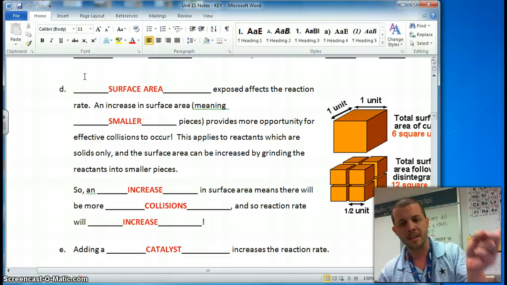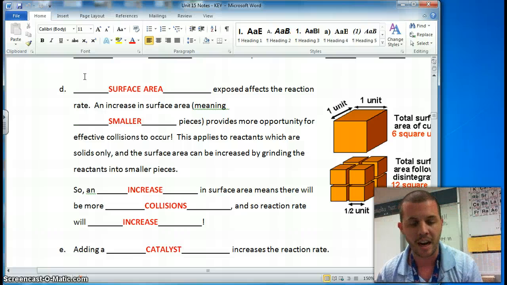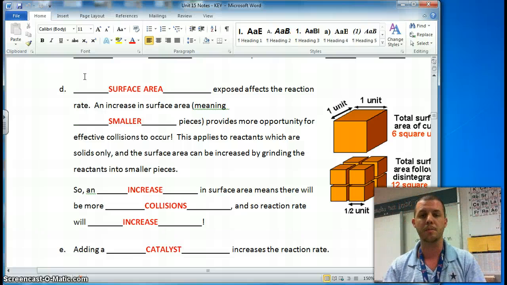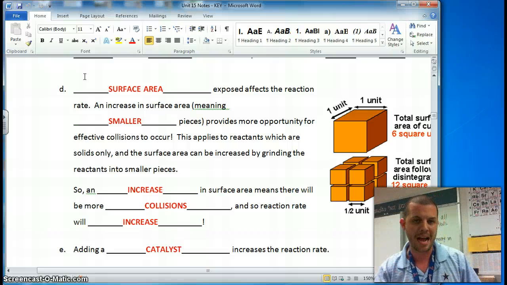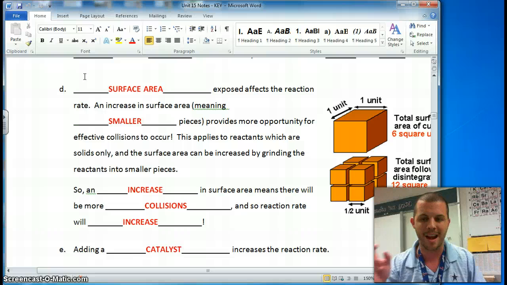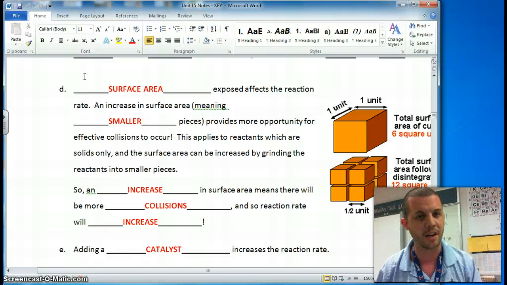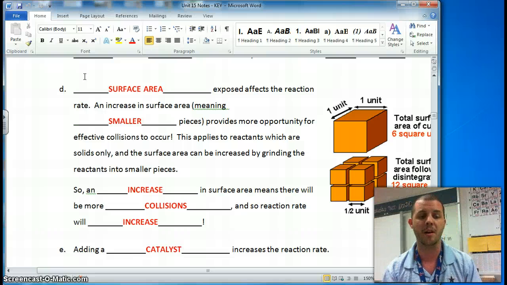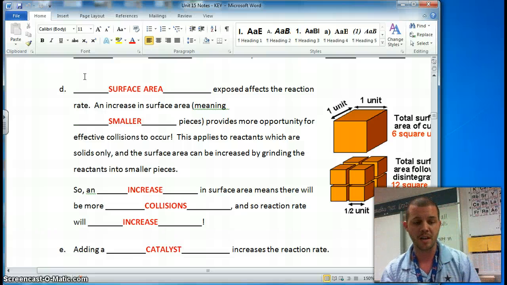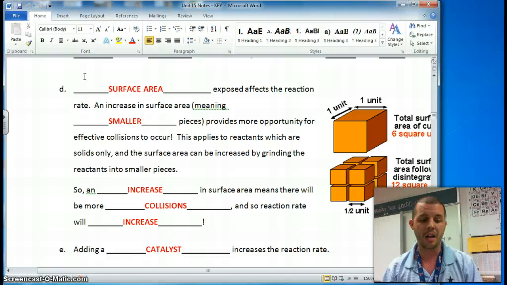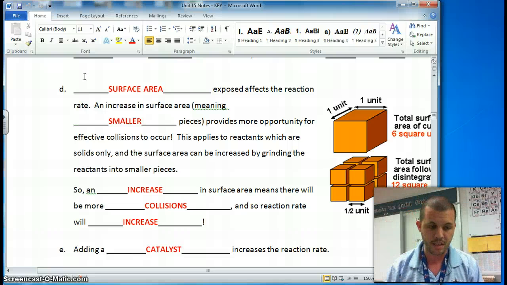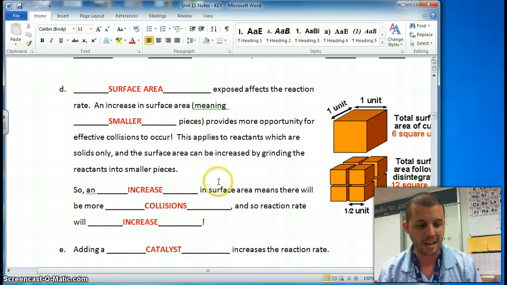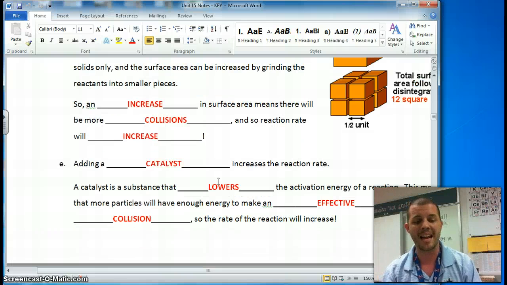Now, if you want to make the zinc react faster with the hydrochloric acid, all you have to do is put it in powder form. The same mass as the cube, just put it in powder form, and then it's going to all react at the same time. Why? Because you have a greater surface area. You have more spots for the hydrochloric acid to be able to touch the zinc. So if you increase the surface area, you're going to increase the number of collisions, which will increase the rate of your reaction. Next, if we add a catalyst.